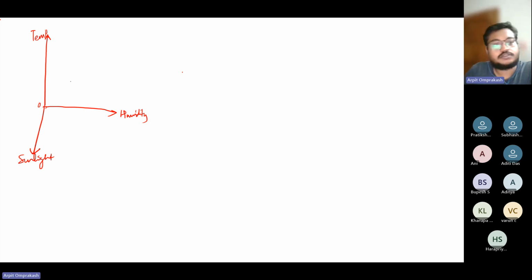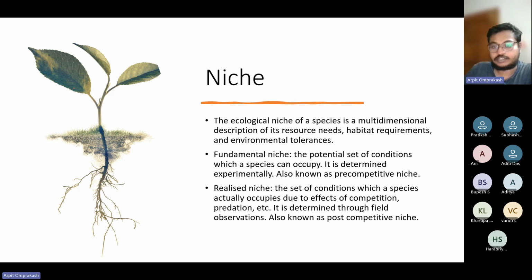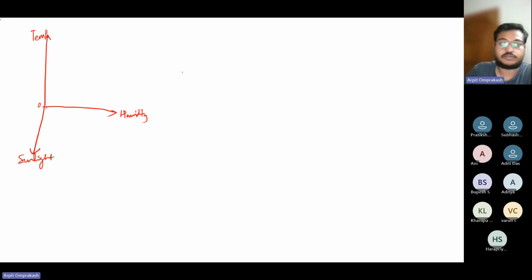Okay, let's say we have these three axes. So basically, we are putting different species of plants into this three-dimensional space. You can think of it as a multi-dimensional space, so you can add more variables to it. Let's say we have some species A which occupies this place. We have species B which occupies this place. Species B needs more sunlight and humidity, but maybe less temperature than species A. Similarly, we have, let's say, species C, which needs slightly more temperature and humidity than species A.